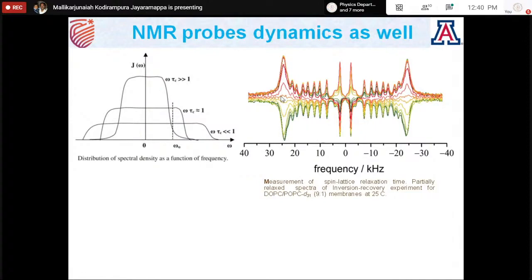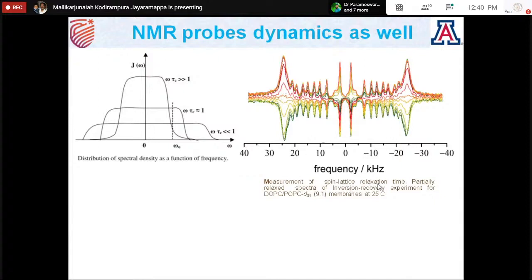And it is only whatever the picture I had shown earlier: by varying certain modifications in the way we collect the NMR spectrum, we can flip this entire spectrum from negative magnetization to positive magnetization, which enables us to measure the spin lattice relaxation time.